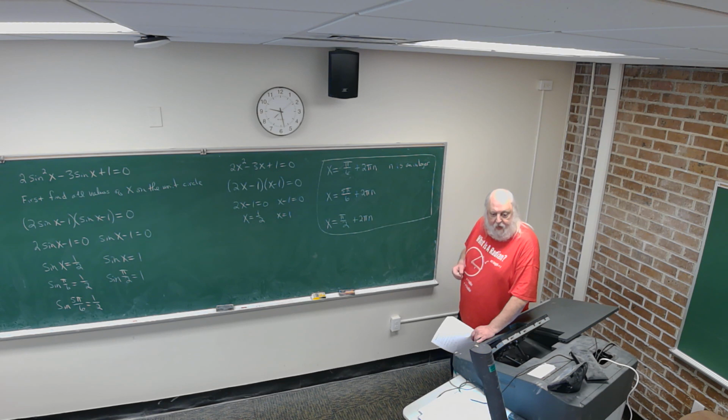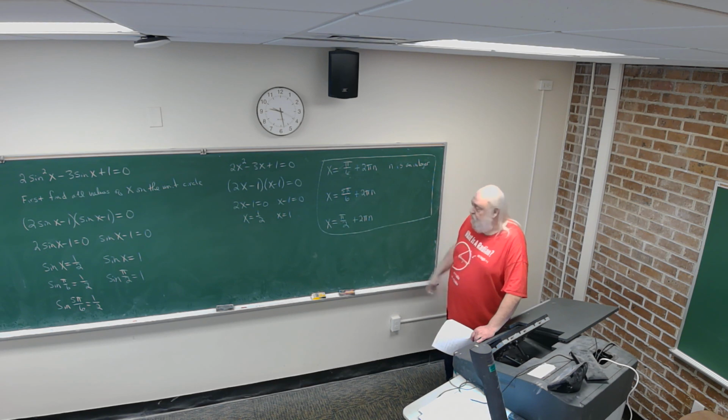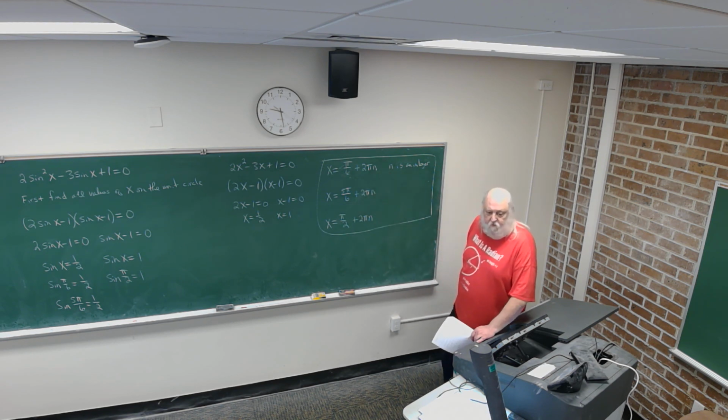Yes, sir. Can't you subtract 2 pi also and find a coterminal angle? You could, but n is an integer, so integers are also negative. I mean, it includes negative 10. You could write it as minus 2 pi n. So you do. Yeah.